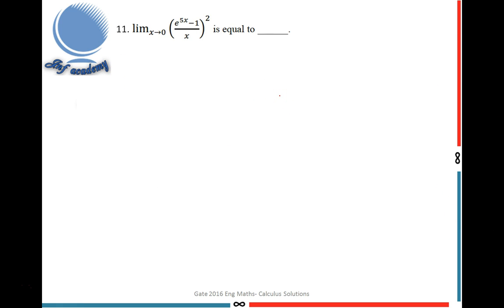Next question. Limit x tends to 0, e power 5x minus 1 by x whole square, is equal to what? This question is from PI department. It has 2 marks.